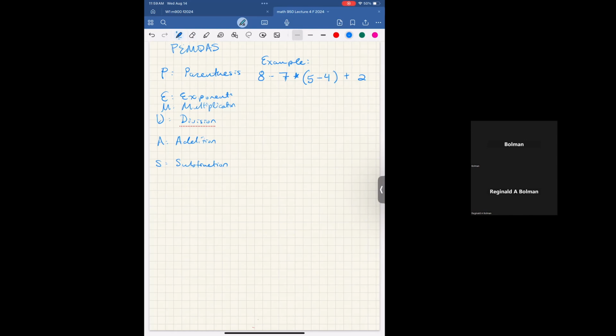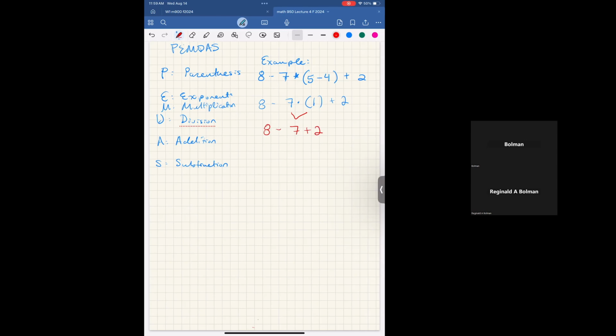So in this case, we have one set of parentheses that you see here. And PEMDAS is going to tell us that we need to perform the 5 minus 4, which gives us 1. Okay. Now you would have 8 minus 7 times 1 plus 2. PEMDAS would then insist that we need to perform the multiplication operation, the 7 times 1, which gives you 7.